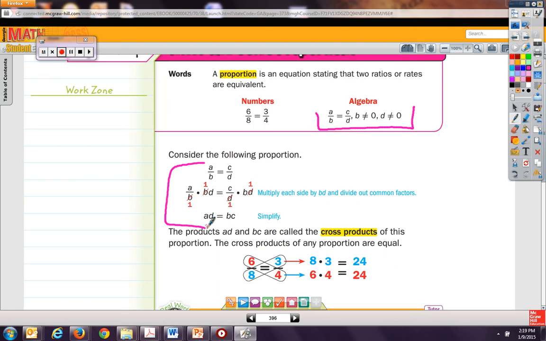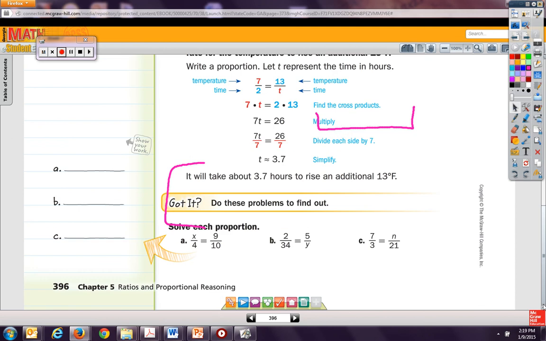Essentially what you are doing is you are going to find the cross products, which means you cross multiply. If you cross multiply and both numbers are the same, your proportion is proportional, or the numbers that you are given are proportional. So let's do this example here.